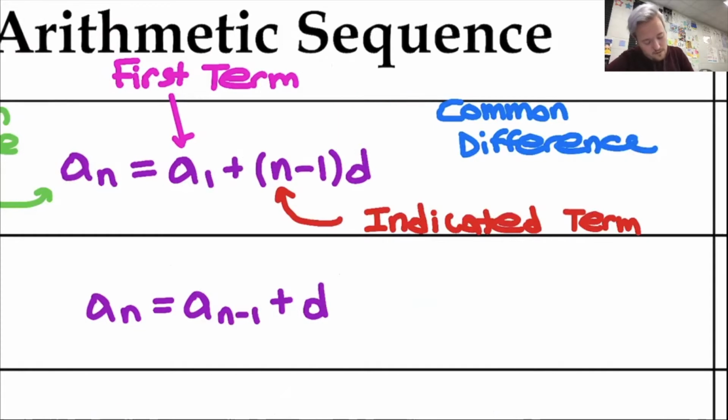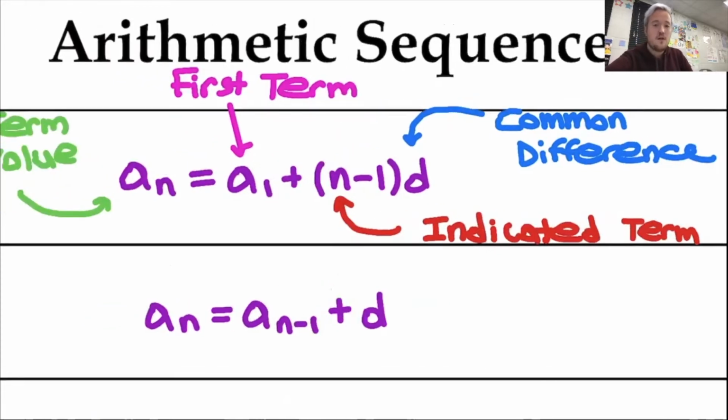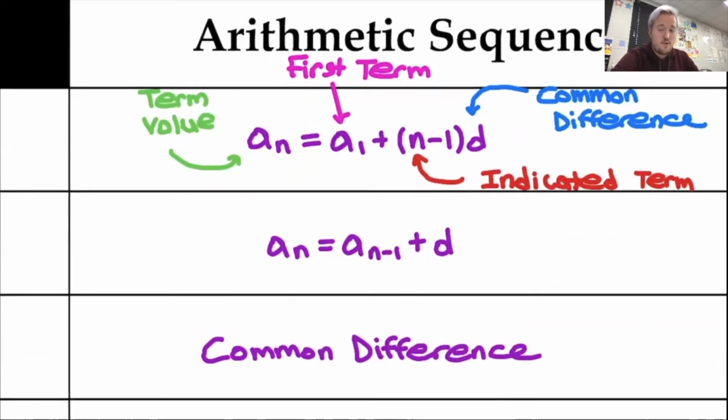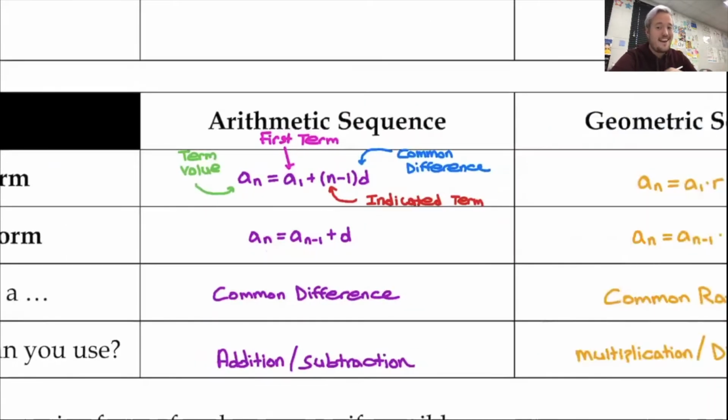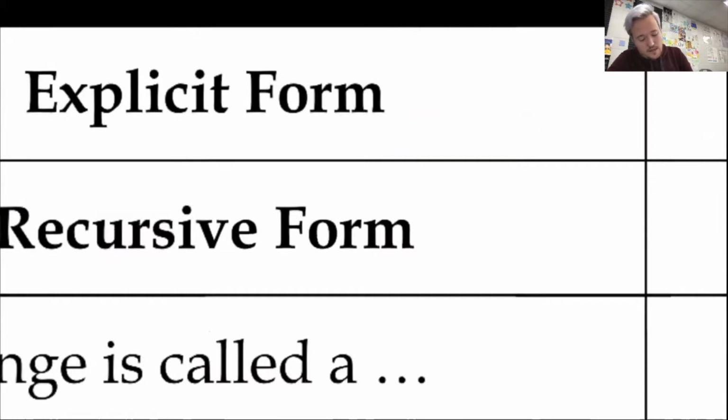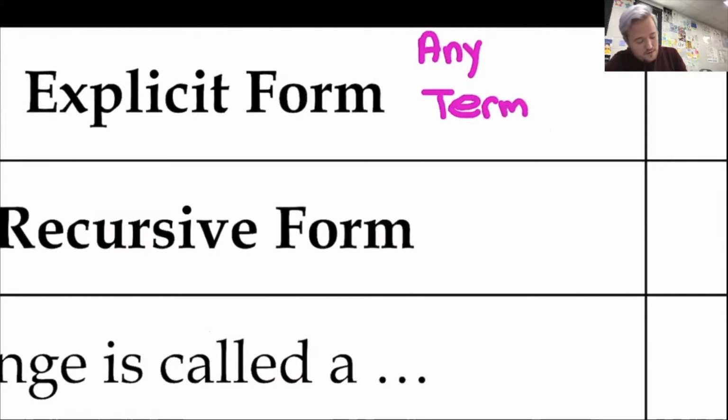All right, there we go. So there are the different components. That's the explicit form. Remember, the explicit form lets you find any term, whereas the recursive form only lets you find the next term. If you really want to be detailed, the explicit form lets you find any term, whereas the recursive only lets you find the consecutive term.